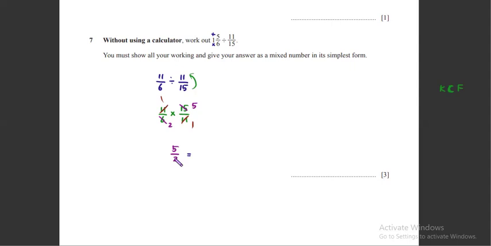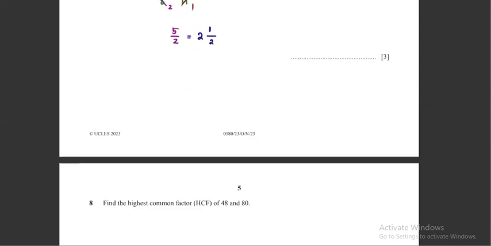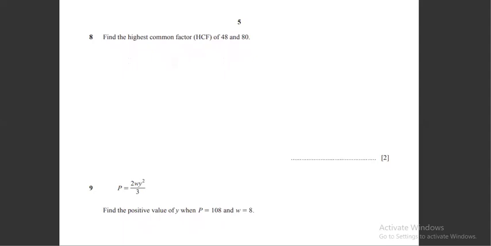So the number of 2s that go into 5 is 2, and there is a remainder of 1. The denominator stays the same. So it's going to be 2 and 1/2, which is the answer. Let's move on to the next question, which is question 8.